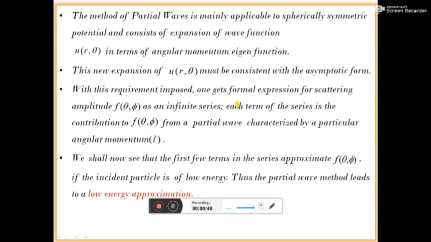Each term of the series is the contribution to f of theta from a partial wave characterized by a particular angular momentum L. We shall now see that the first few terms in the series approximate f of theta if the incident particle is of low energy. Thus, the partial wave method leads to low energy approximation.